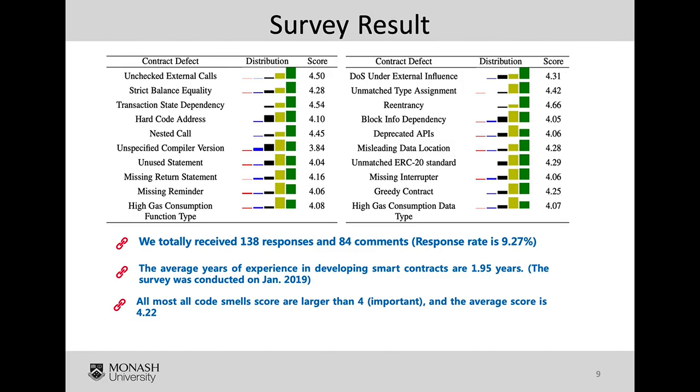In the second row distribution, the leftmost red bar is the number of people who chose very unimportant, and the rightmost green bar is the number of people who chose very important. Almost all the contract defect scores are larger than 4, and the average score is 4.22, which means the developers think contract defects are very important and harmful for smart contracts.